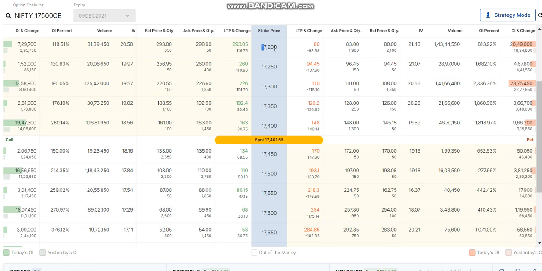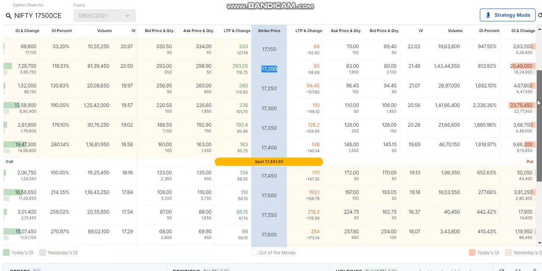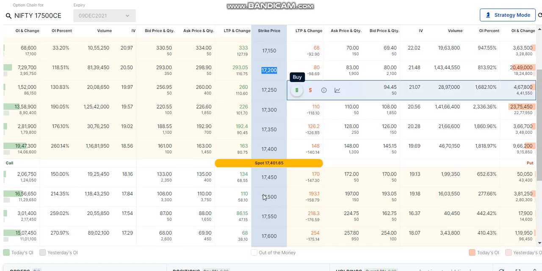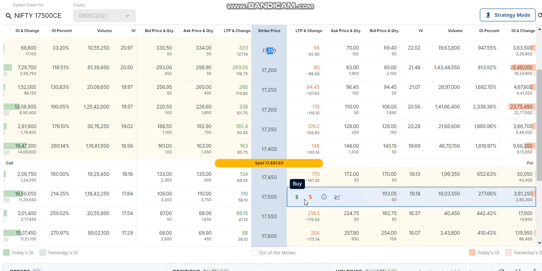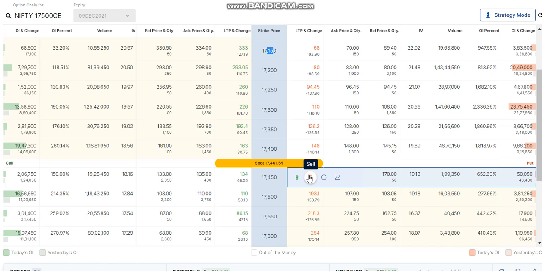Similar to that, 17,200 PE you can go for, that is with 80 rupees, which is visible on the screen. Even if you go for 17,150, then you can go for 68 balanced one. 17,150 will be the PE, and then 17,600 will be the CE from the Nifty future chart. So considering these things in mind, you can go for option selling intraday, or else for positional hedging also.